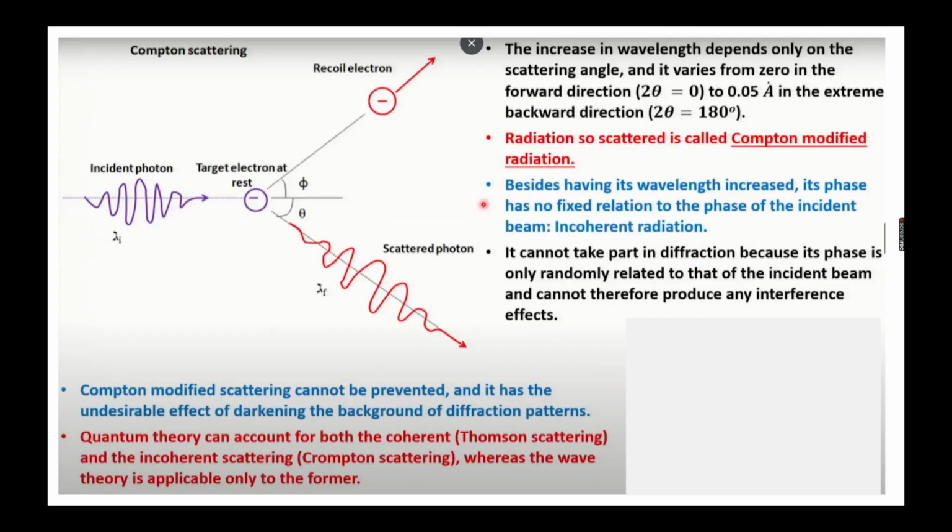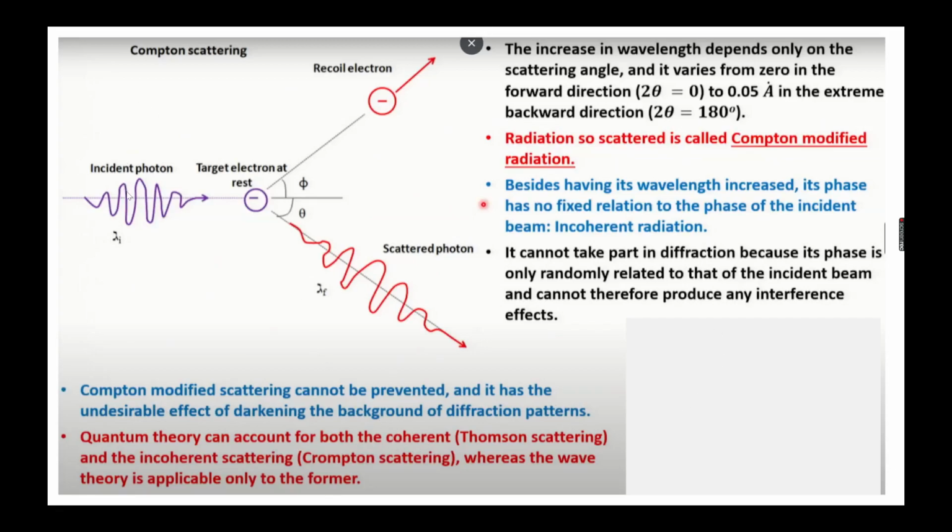Moreover, the question was about the quantum theory. Here the answer was right, but I also expected you to answer what Compton is and what Thomson is. The quantum theory accounts for both coherent scattering, which is Thomson scattering, and Compton scattering, which is incoherent scattering, where the wave theory is applicable only to the former. So quantum theories account for both.